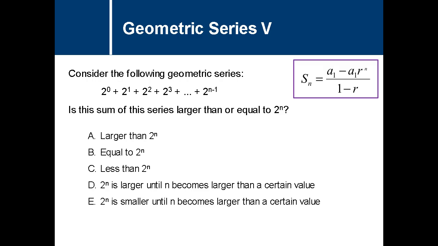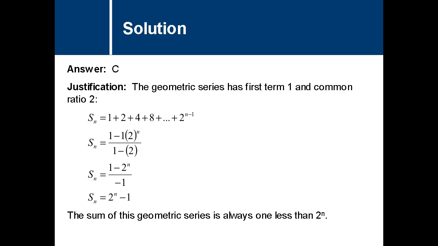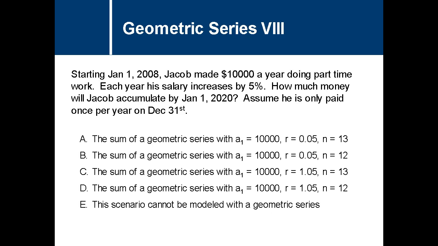Suppose now we have the following geometric series. What do you suppose it's going to do relative to 2 to the n? Is it always going to be less than, equal to, or greater than? Think about it for a moment. If you thought the answer was C, less than, then you were correct. If you just write it out, that may be helpful. You can see that it's always going to be less than 2 to the n by, well, always by 1.